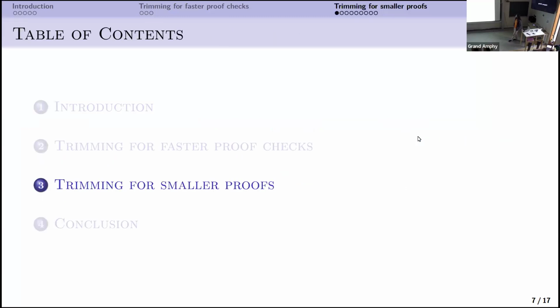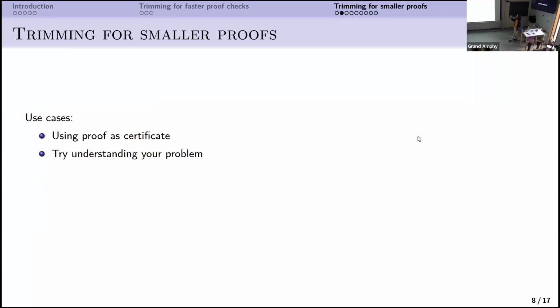And now I'll talk about the second idea to do trimming, which has quite a different philosophy. It's to compute smaller proofs. So why would you want a smaller proof? The first use case would be to provide a certificate. So maybe you're willing to spend more time to produce a small certificate that is fast to check.